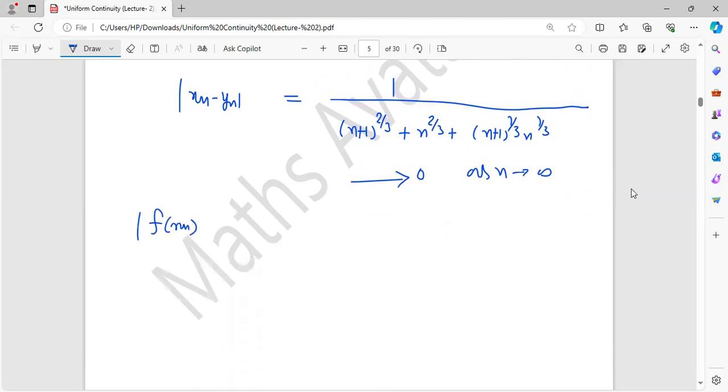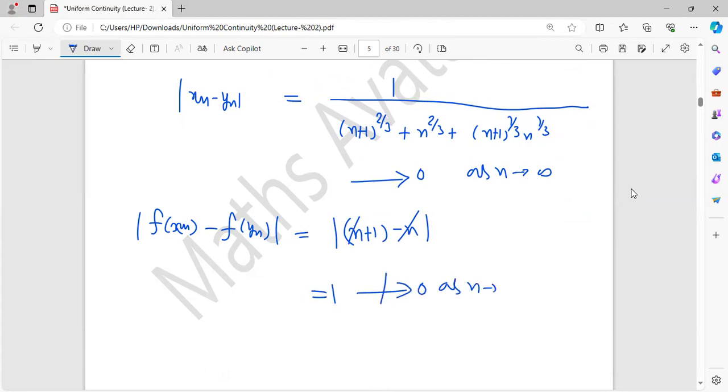So f(x_n) minus f(y_n), what is this? This is (n plus 1) minus n, this is 1. That is not tending to 0 as n tends to infinity. This implies f(x) equal to x cube is not uniformly continuous.